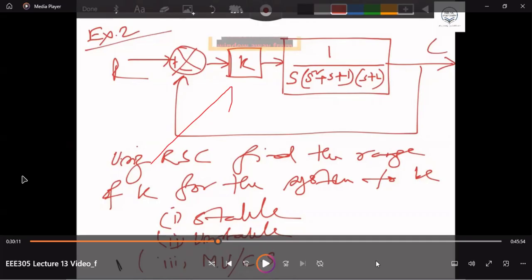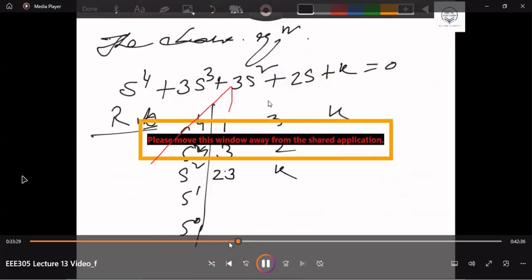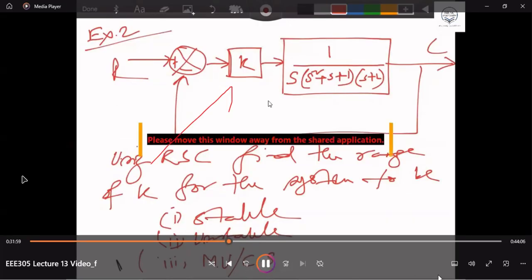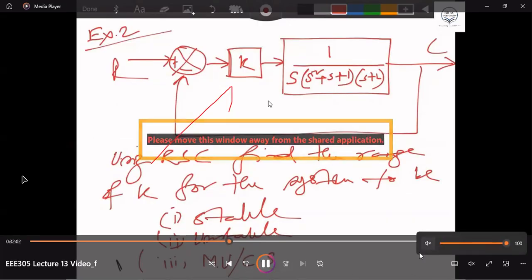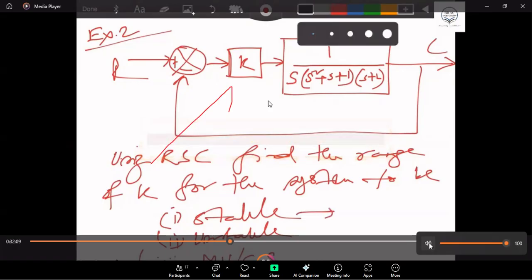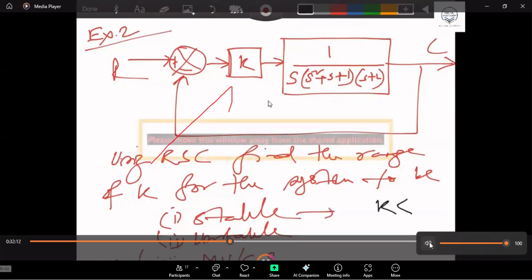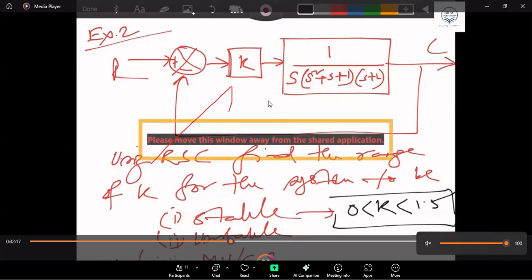Okay, I'm talking about the K stable range. Three by four. Okay. Anyone else got the same answer? Okay, no problem. Listen. K should be greater than 0. We are going to see what she answered. For stability, K is less than 1.5 and greater than 0, like this.